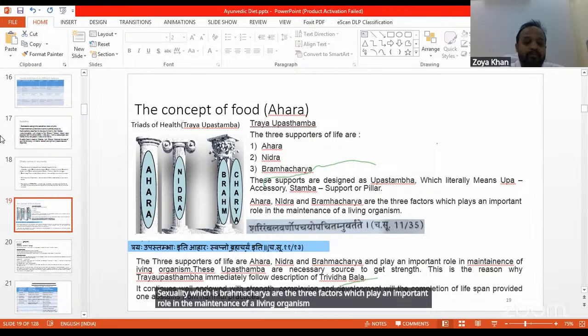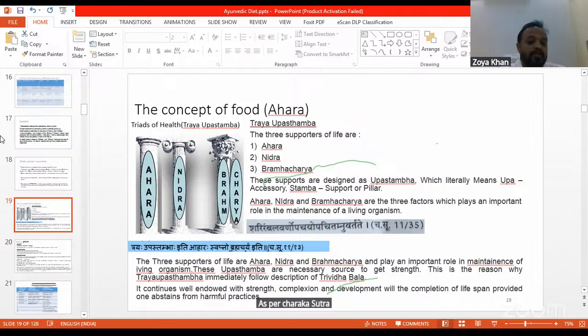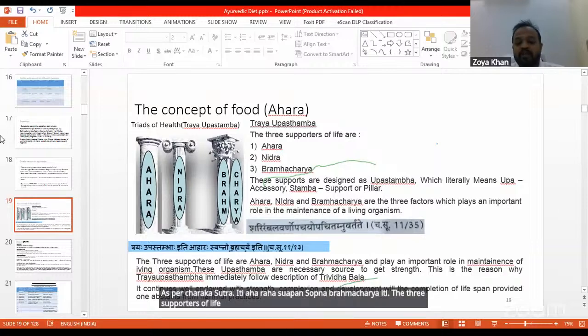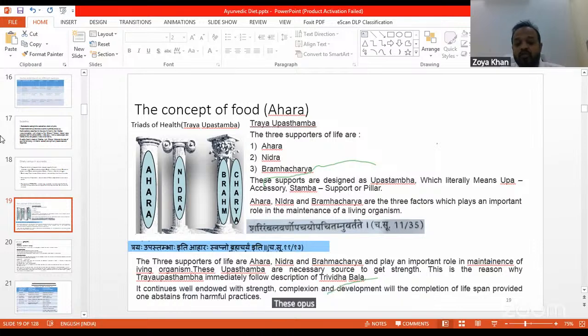Now, as per Charaka Sutra, Trayah Upastambah iti aharaha, swapna, brahmacharya iti. The three supporters of life are ahara, nidra, and brahmacharya, and they play an important role in the maintenance of a living organism. These upastambas are a necessary source to get strength.